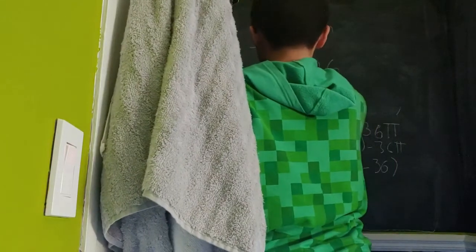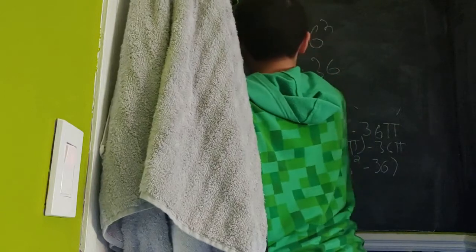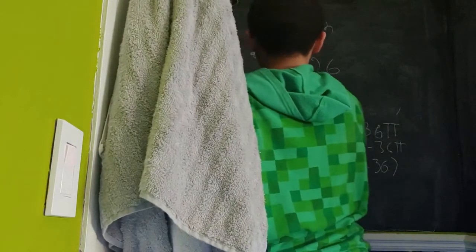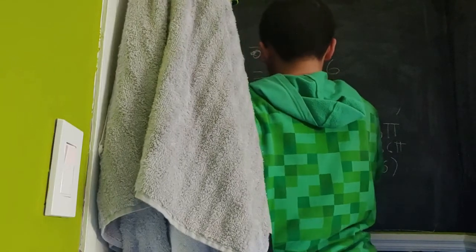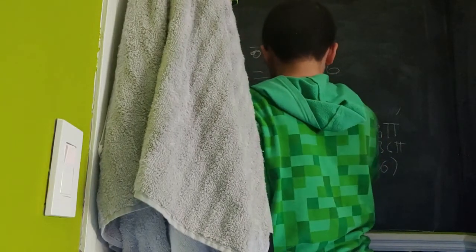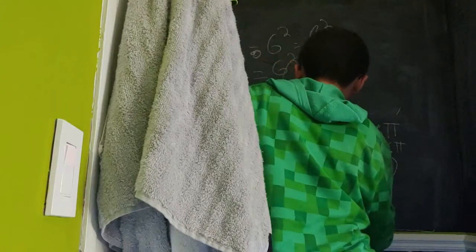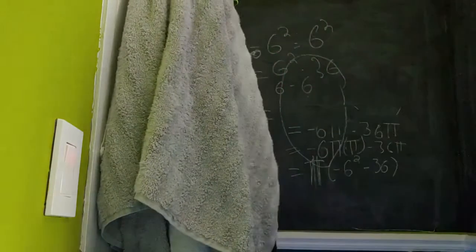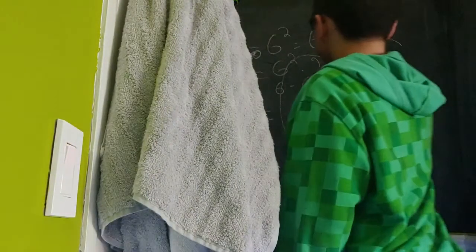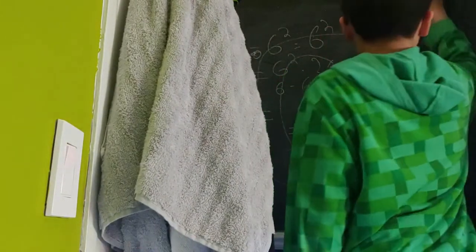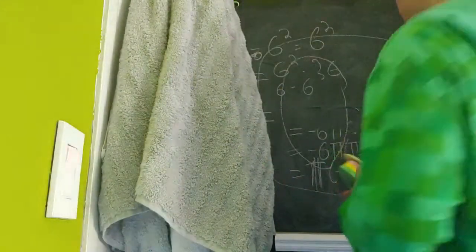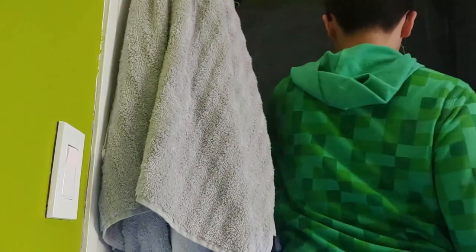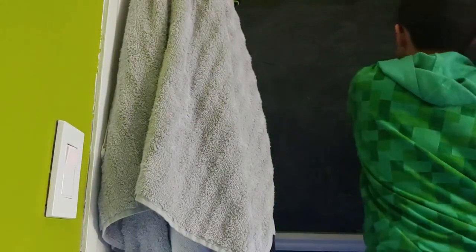We can take the square root, and we're going to get, take the square root of all that, 6 minus 6, which equals 0. We've done it. The harmonic series equals 0. Which also means a harmonic series equals 1.